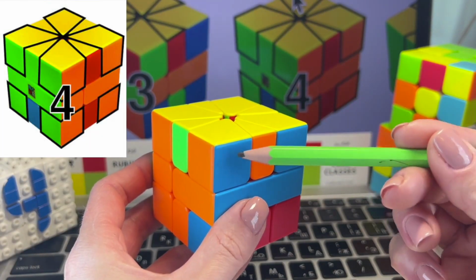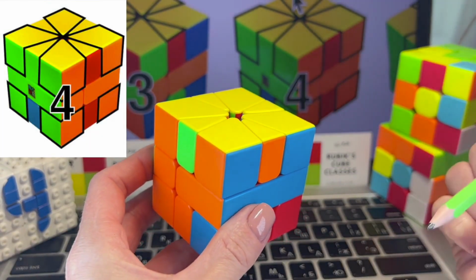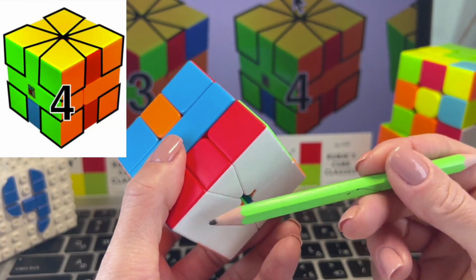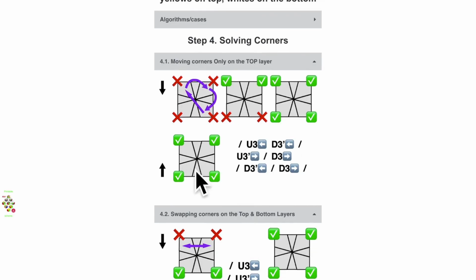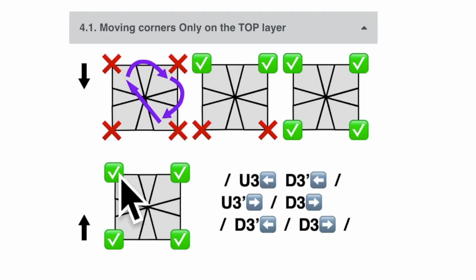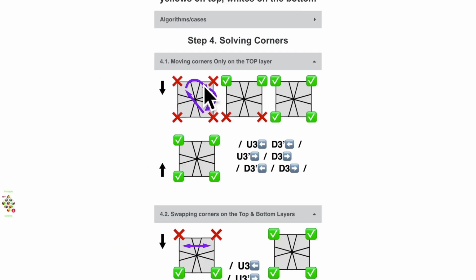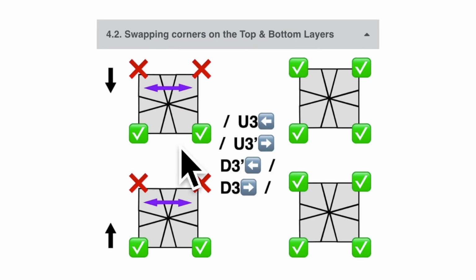In the fourth step, we assemble the corners of the top yellow layer and the corners of the bottom white layer. At the fourth step, you might encounter completely different situations, but we only need two algorithms to solve any of them. We use algorithm number 1 when all the corners on the bottom layer are already assembled. In other words, algorithm number 1 only moves the corners of the top layer. And the second algorithm affects both the top and bottom layers, specifically by swapping them.